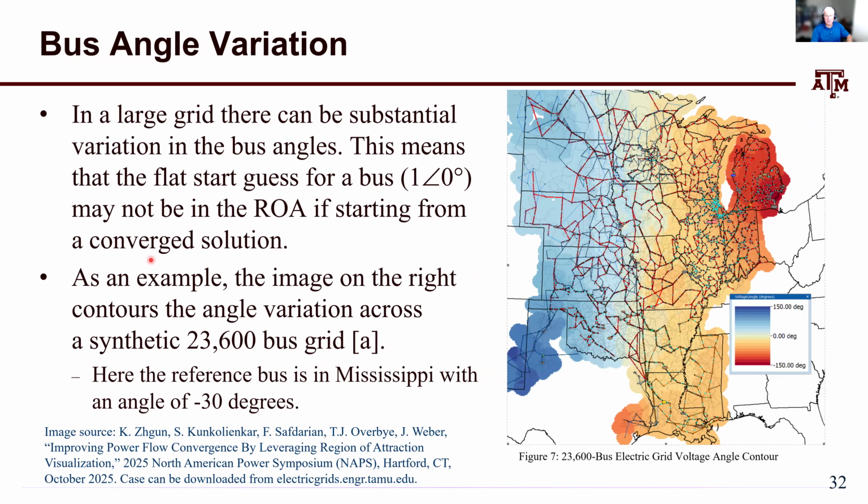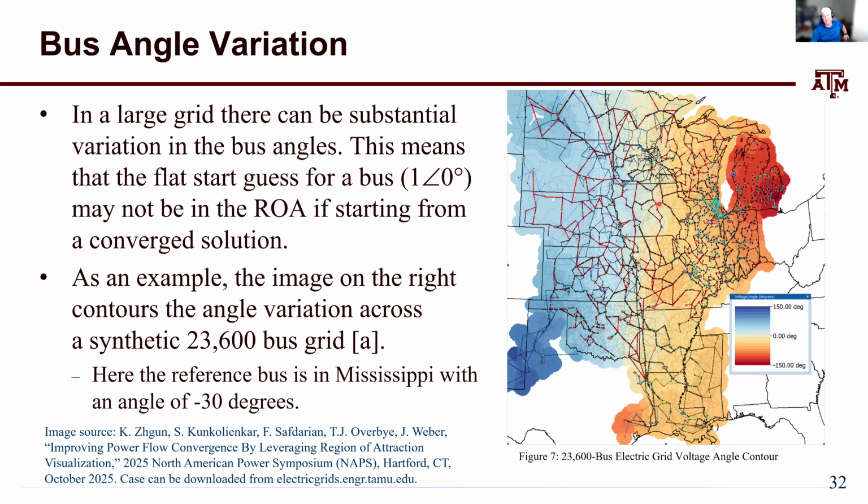Okay, one of the issues that you run into when you're solving a power flow on a large system is you can get substantial angle variation across the system. This is a contour of the angles in a 23,000 bus synthetic grid that we developed over a footprint here in the mid part of the US. And you can see that the angle variation ranges from 150 degrees to minus 150 degrees.